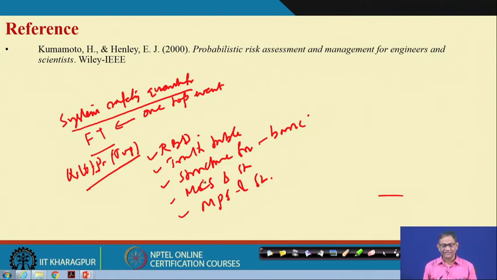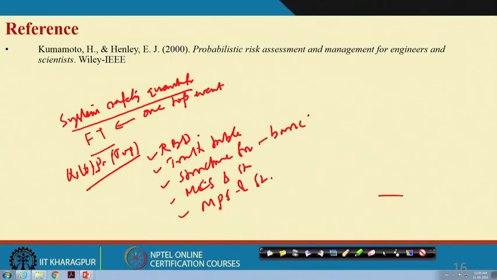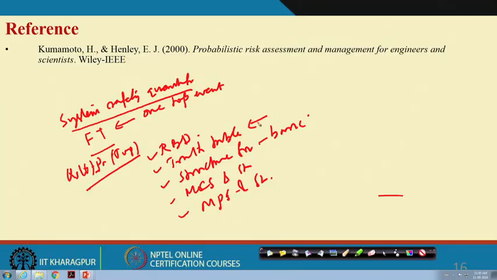So, there will be certain cases where RBD will be better. When you have a series system, RBD is better. When you have a parallel system, RBD is better. But if there is a system with a parallel-series and parallel combination, maybe RBD is not that easy. There may be some structure like the bridge structure where you will find RBD is difficult. So, there you may find the truth table is useful.